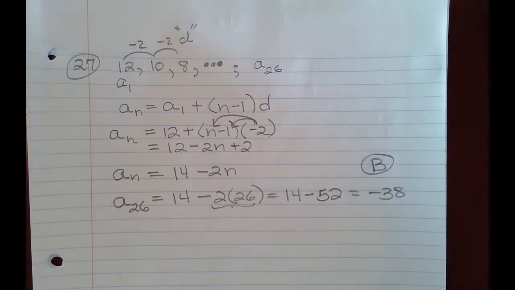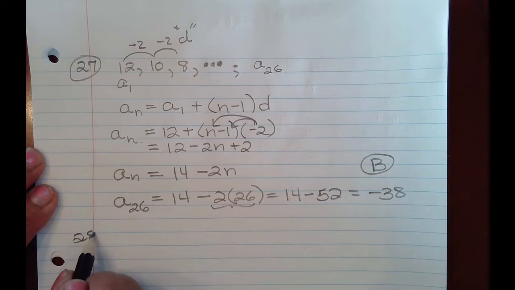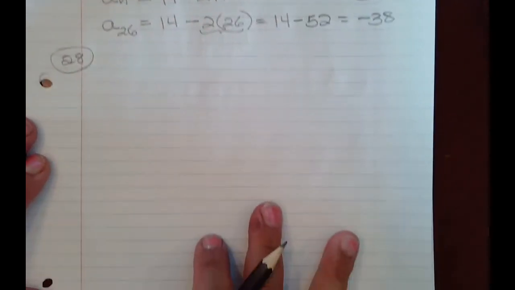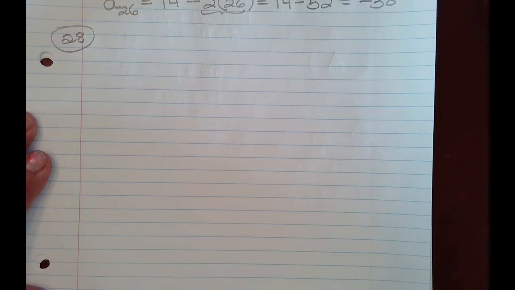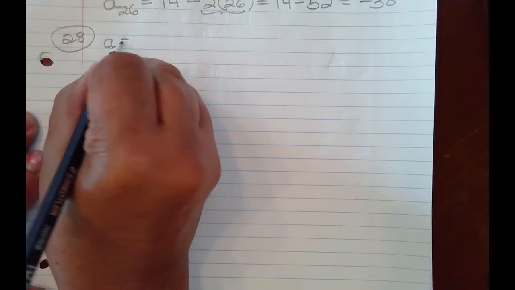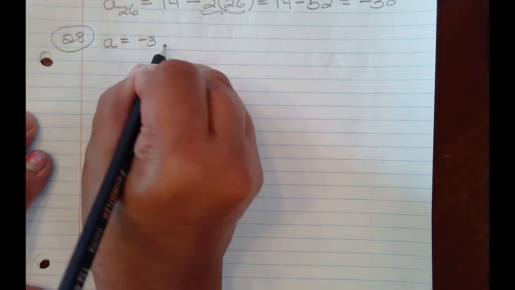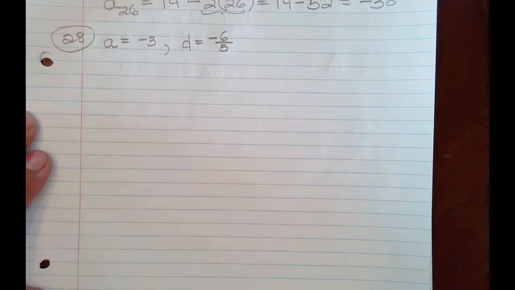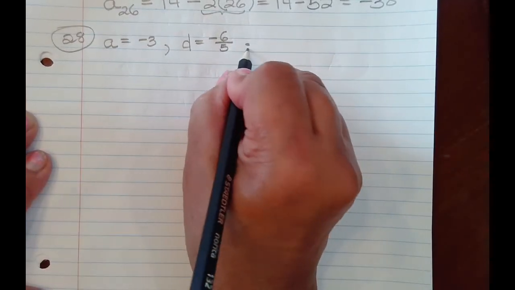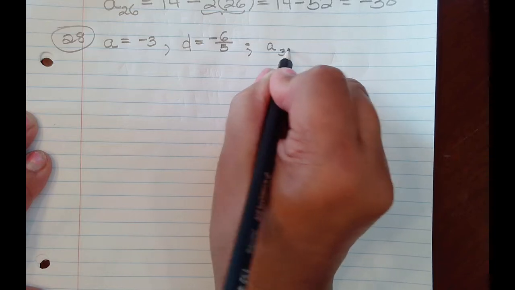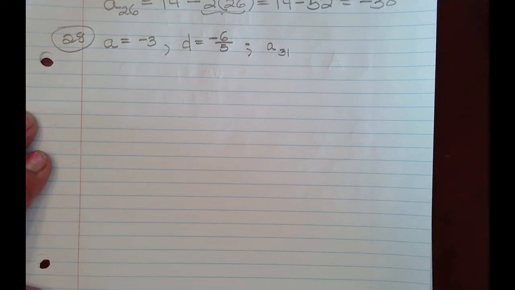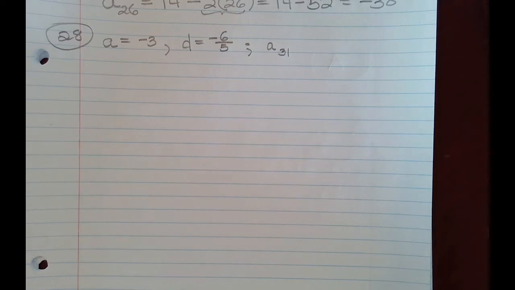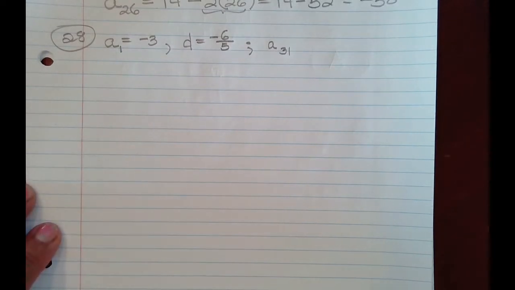Okay, number 28. They give you a is equal to -3, d is equal to -6/5. And then this time, they're just posing the problem with different notation, but they're really asking the same question. When they give you this a value in number 28, they're really giving you the first value. So when they just put a, that really means the very first value. It's just a different way of notating it.